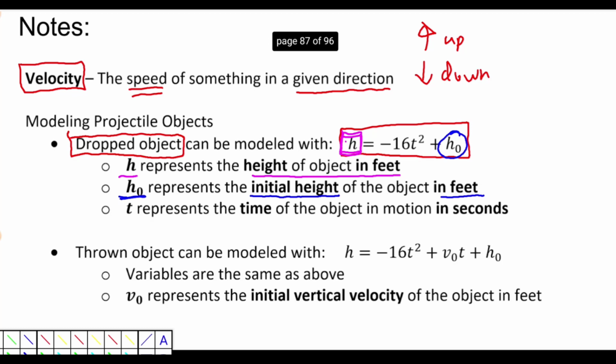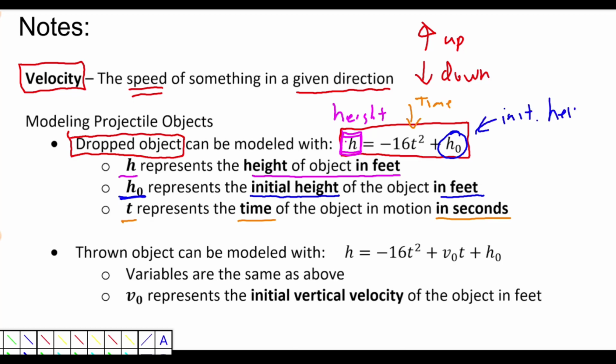All right, perfect. And t represents the time. So t is just the time of the object, and we're measuring in seconds. So when you see t, that's just your time. Okay, so we got time, and we have the height of your object, and then this over here is your initial height. Okay, not too bad. And so all of this is for when we just drop an object.